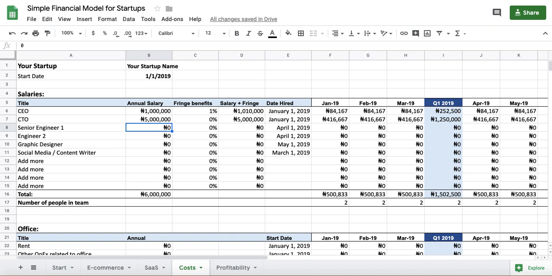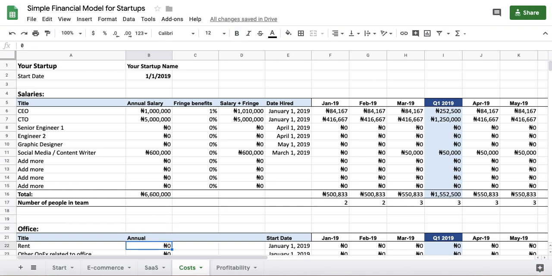Sorry, this is your CTO. So yeah, they're not as invested. And then you can put it in here. Then you're going to put in the start date. When is this person going to start collecting that salary? So let's say your social media person is not going to start till March 1st, and you're going to pay them 50,000 naira a month. Boom, you could put 600,000 there and it goes across.